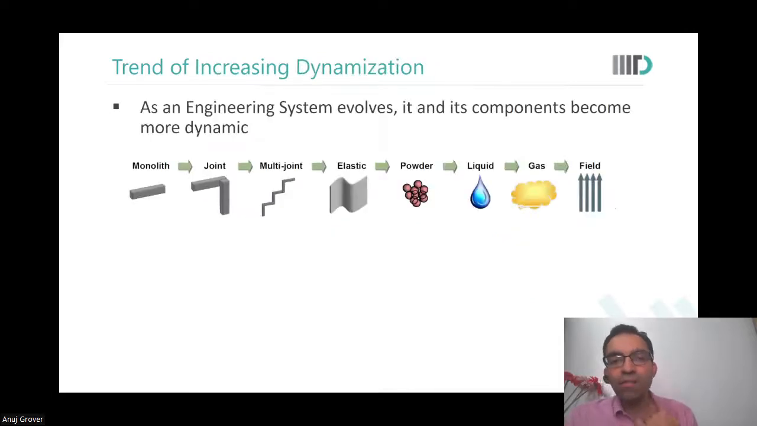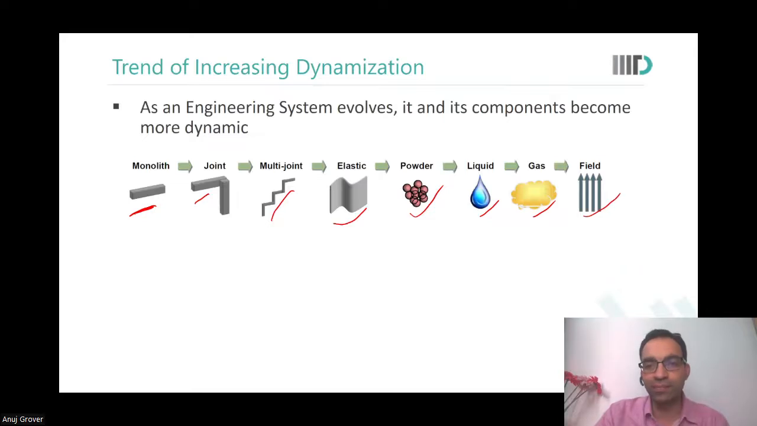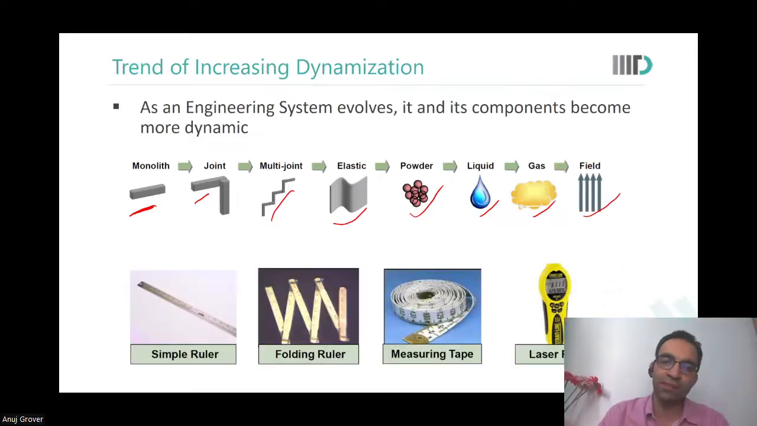Let us look at the law of increasing dynamization. What it says is that any system would move from, say, a monolith to a single joint, to multi-joint, to elastic, to powder, to liquid, to gas, and finally to field. Okay? And look at this. You first had a simple ruler, then you also have folding rulers. So the multi-joint thing came in. You have a measuring tape which is fully elastic, and you have laser rulers also today.